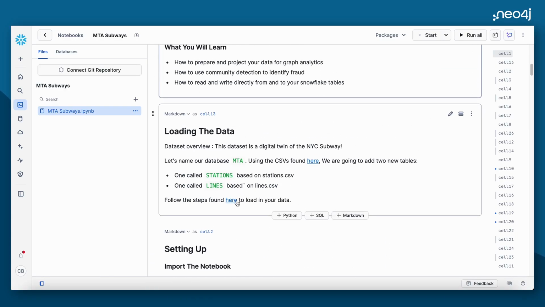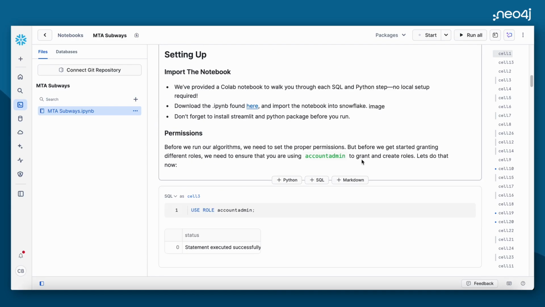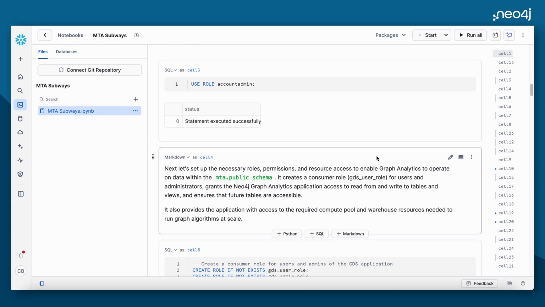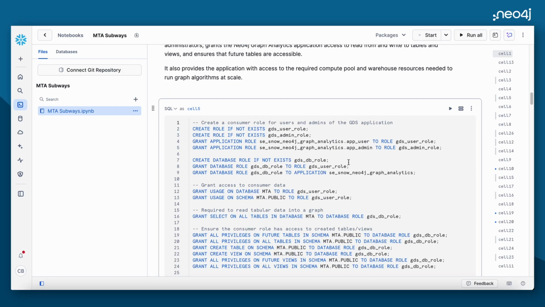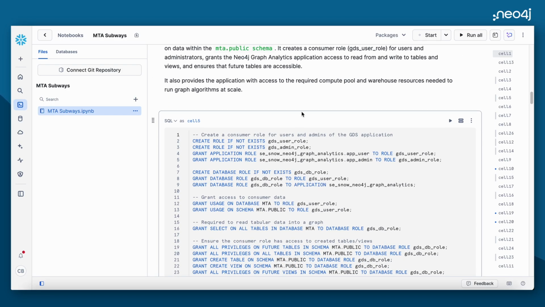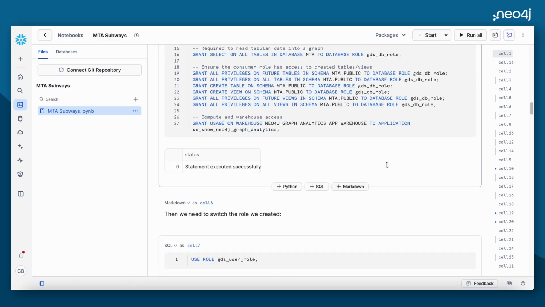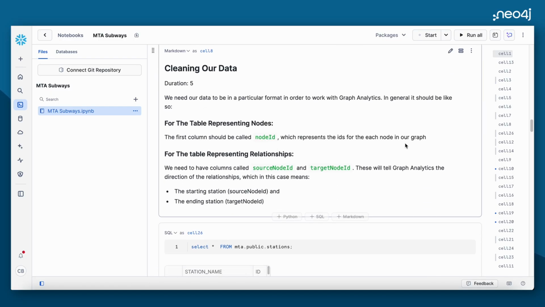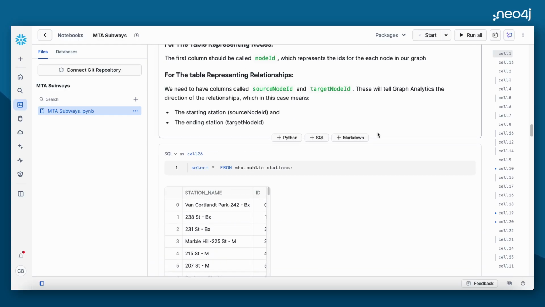I suggest just using the GUI to load them in. Next, you're going to have to set up your notebook. You'll switch to the account admin role, then you'll grant a bunch of permissions to the Neo4j Graph Analytics application. After you do that, you'll switch to one of the roles you just created, and you'll begin cleaning your data. Cleaning it will be pretty simple in our case.